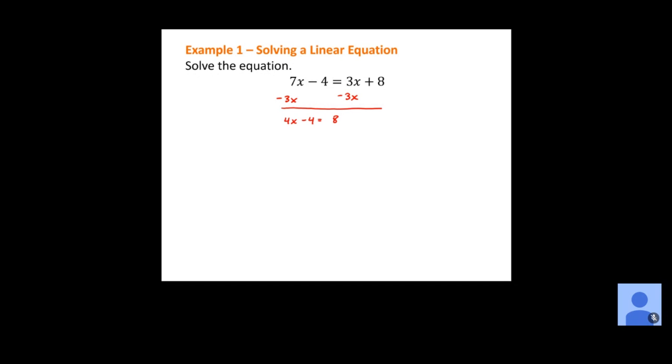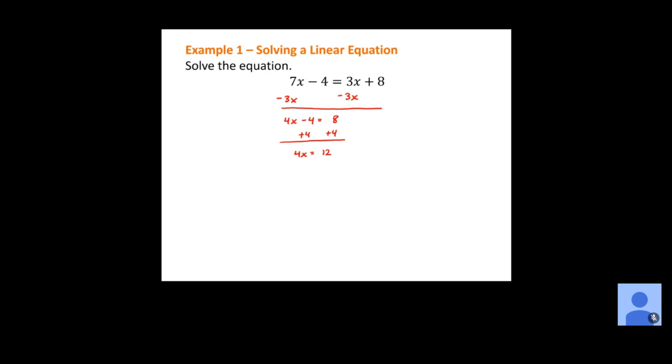Now that I've got all my variable terms to one side, I need to get all my number terms to the other side. I've got this minus 4 here, and I need to combine it with the positive 8 on the other side. To get rid of a minus 4, we need to add 4. So I'm going to add 4 to both sides of my equation. That leaves us with 4x is equal to 8 plus 4, which is 12.